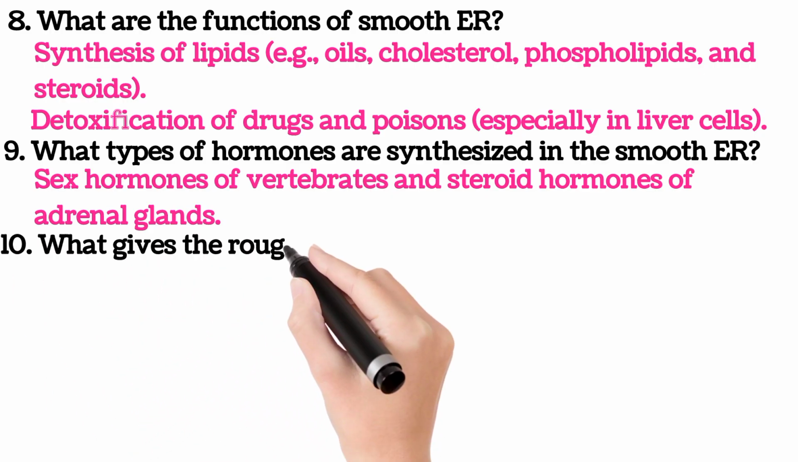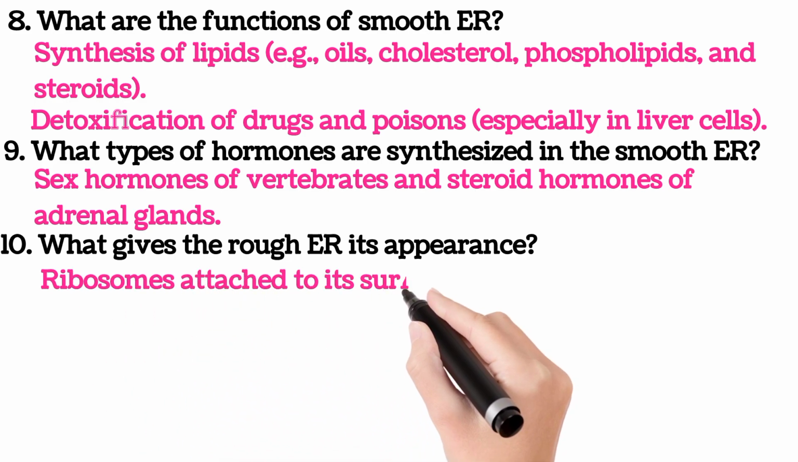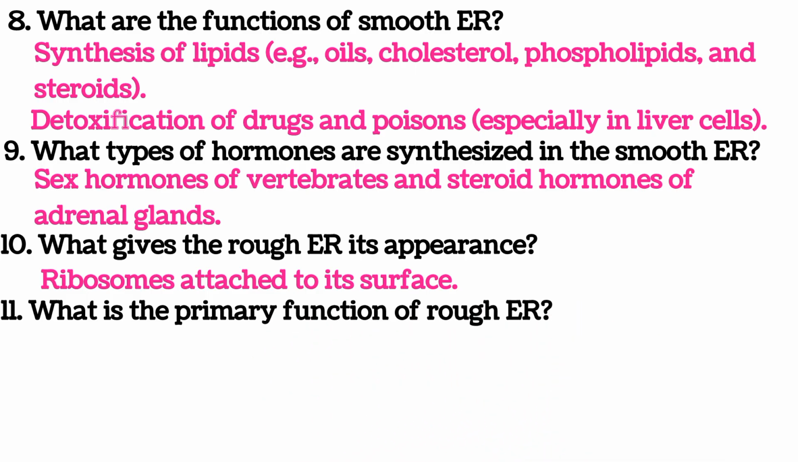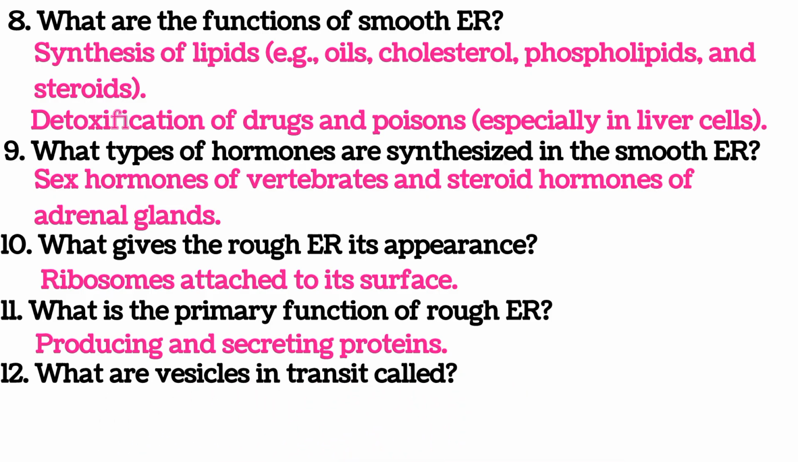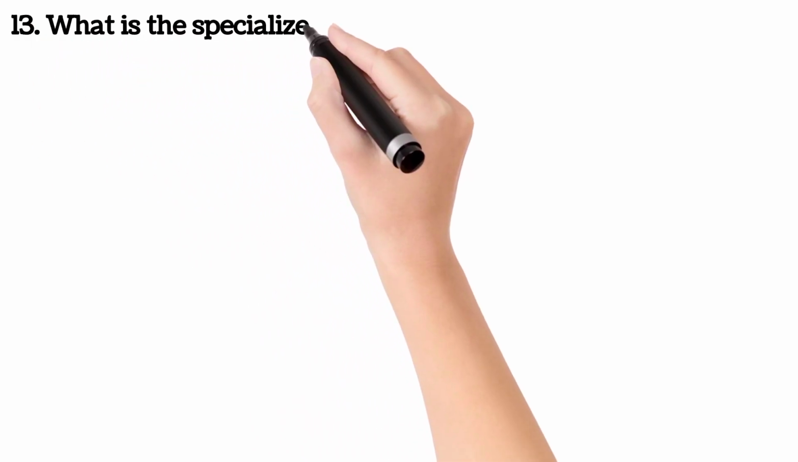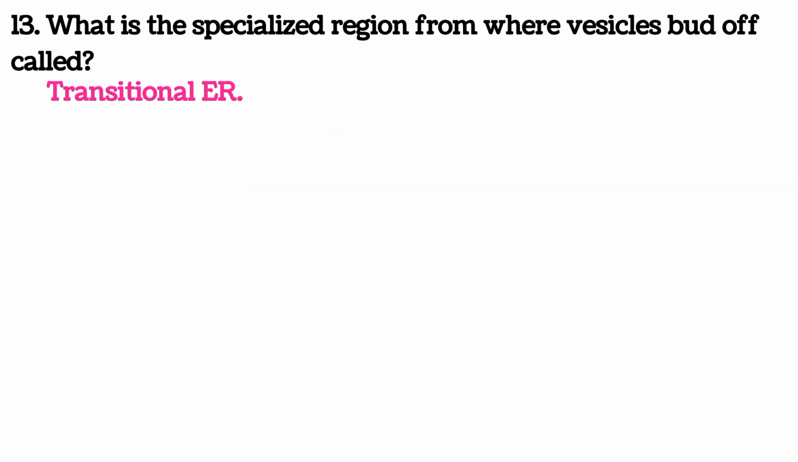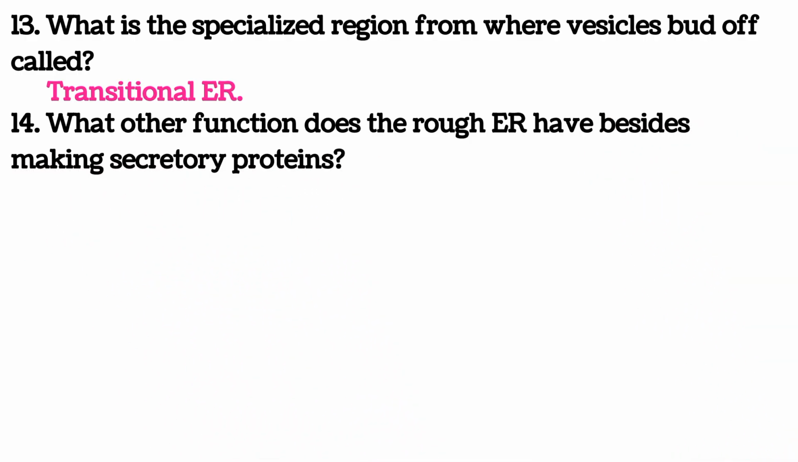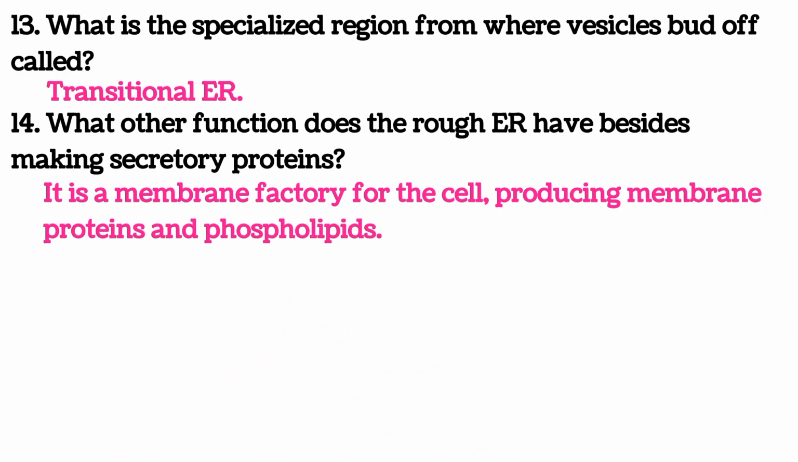What gives the rough ER its appearance? Ribosomes attached to its surface. What is the primary function of rough ER? Producing and secreting proteins. What are vesicles in transit called? Transport vesicles. What is the specialized region from where vesicles bud off called? Transitional ER. What other function does the rough ER have besides making secretory proteins? It is a membrane factory for the cell, producing membrane proteins and phospholipids.